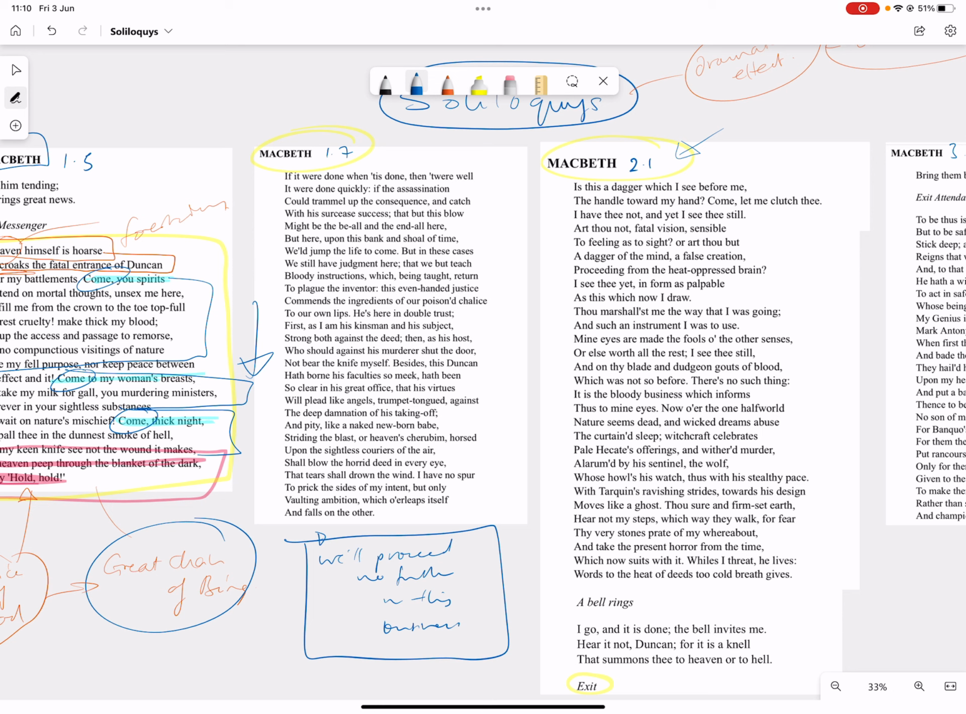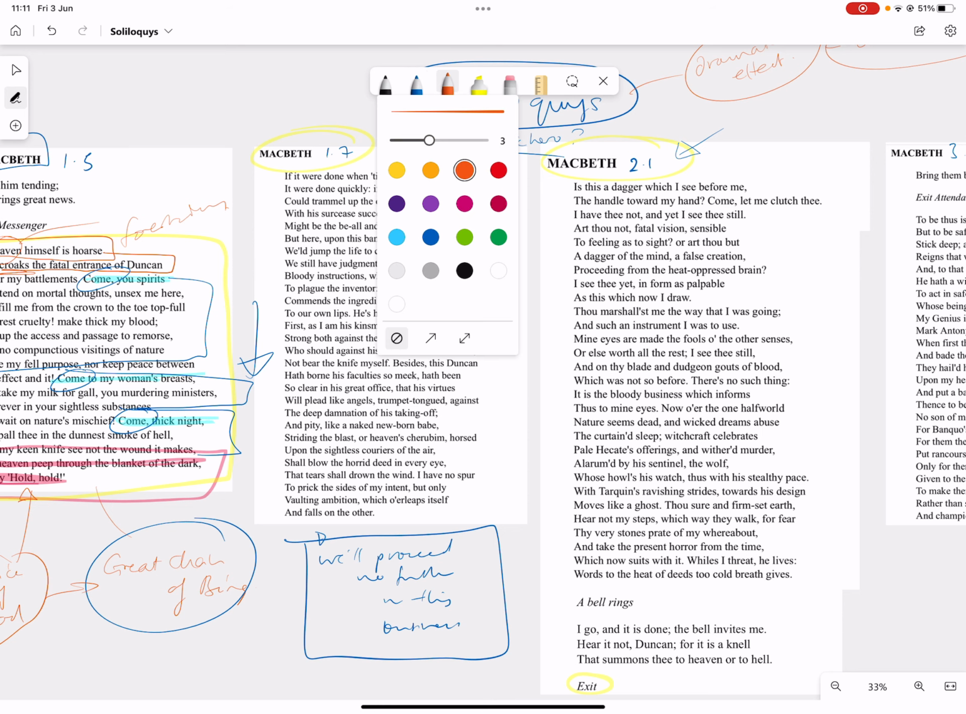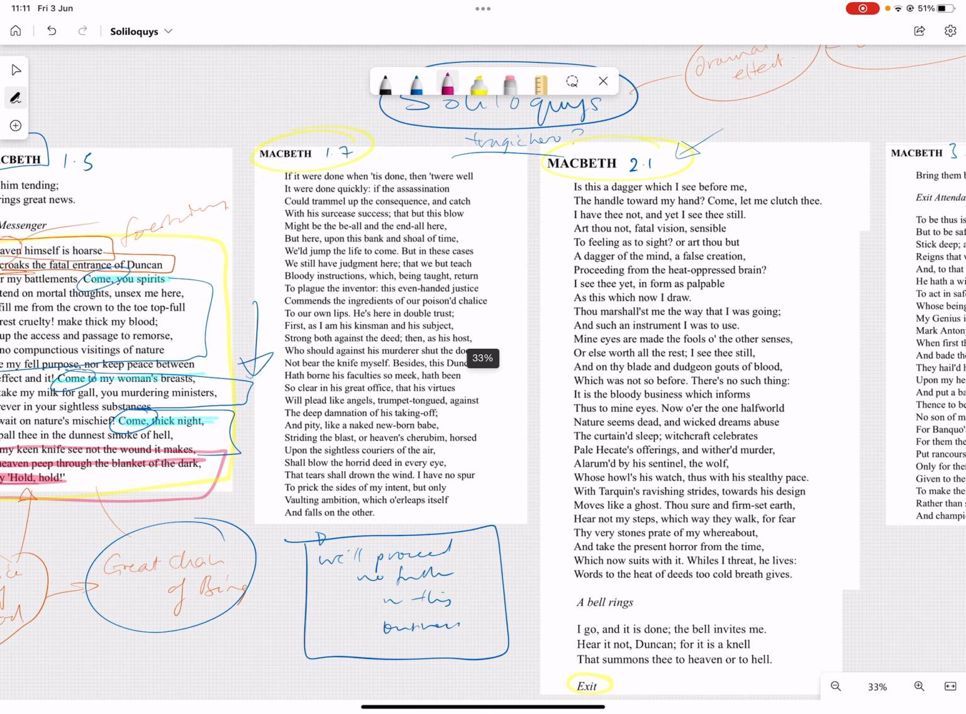is this where he becomes a tragic hero? He lacks the will to stand up to his wife. Between 1.7, when she persuades him and degrades his manhood in order to get him to act. Maybe we could explore that as well. And then within these speeches, this one's quite interesting because we just get a list of pros and cons, don't we? All the reasons not to, and he leads with that.